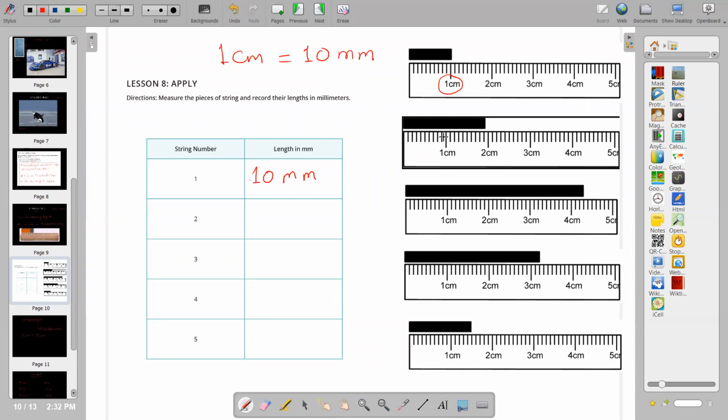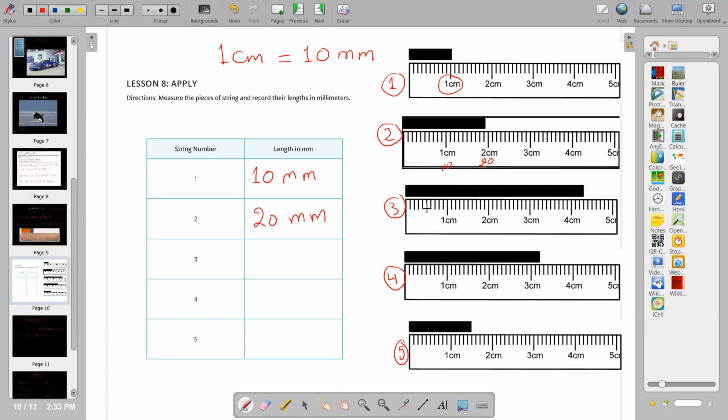What about the other pieces? This is the first piece, second, third, fourth, fifth. The second one, we can count it here. 0, 1 means 10, here 20. This is 20 millimeters.